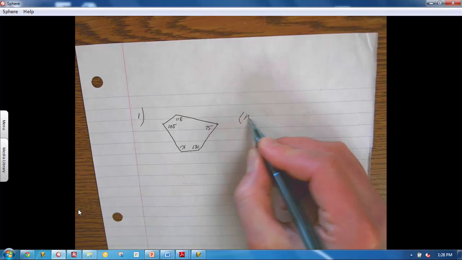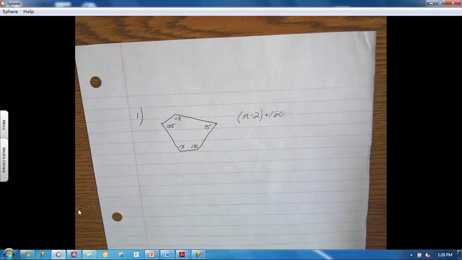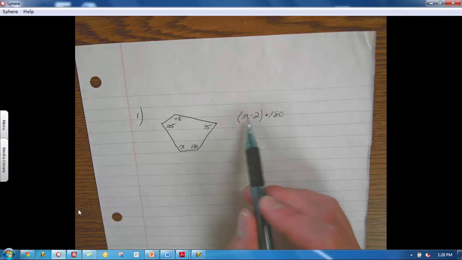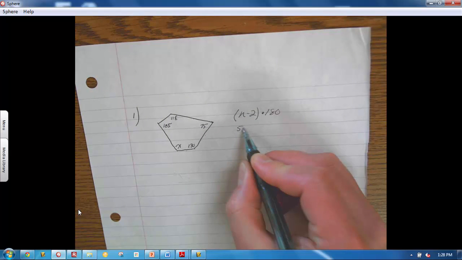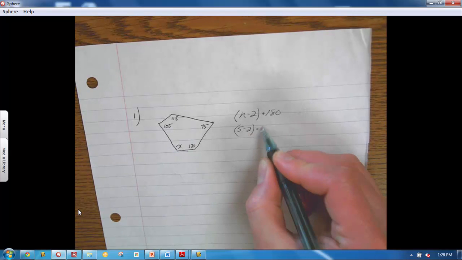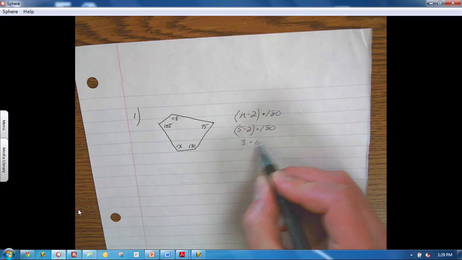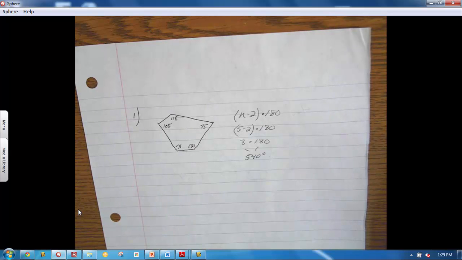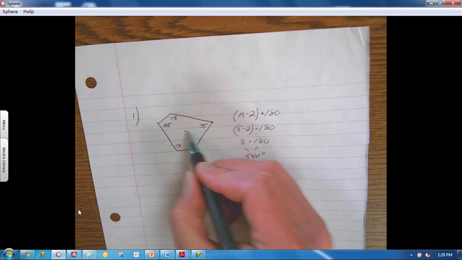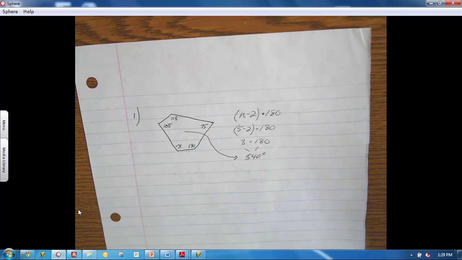So we're going to use our same formula from yesterday to calculate what the total interior angles are going to add up to. Number of sides minus 2 times 180. We counted that we have 5 sides here. 5 minus 2 is 3. And 3 times 180 is 540 degrees. Okay. So the total of this polygon's interior angles is going to add up to 540 degrees.